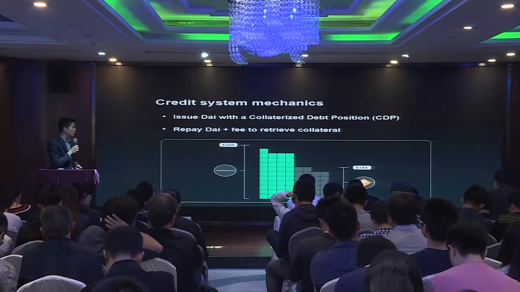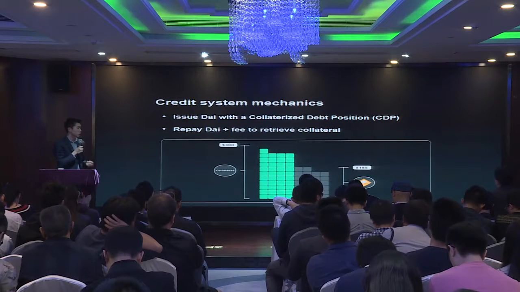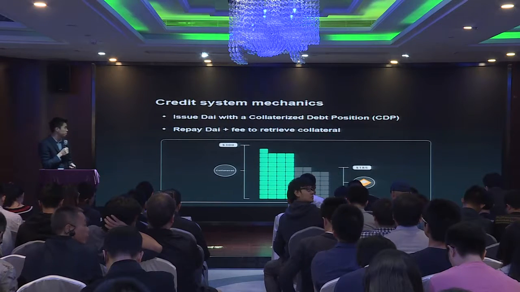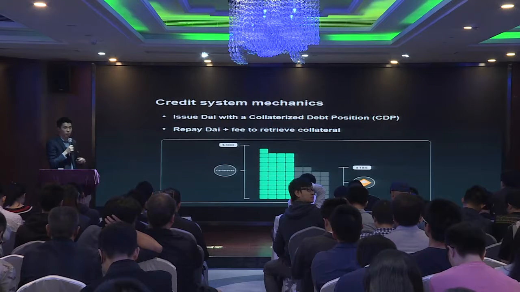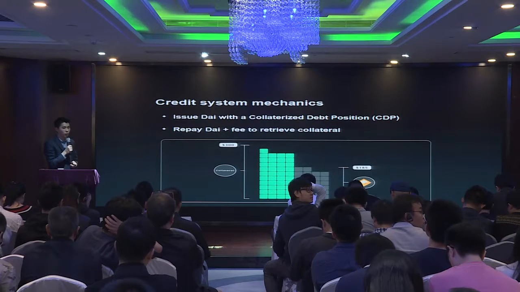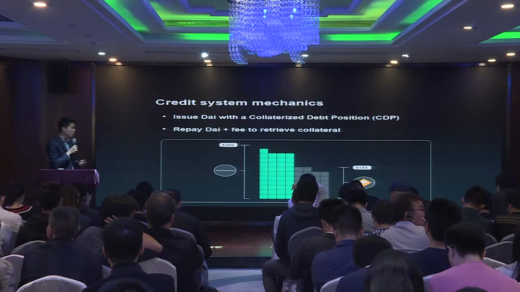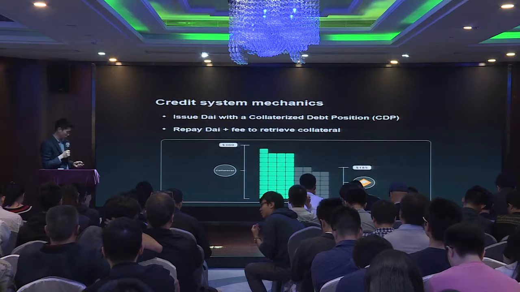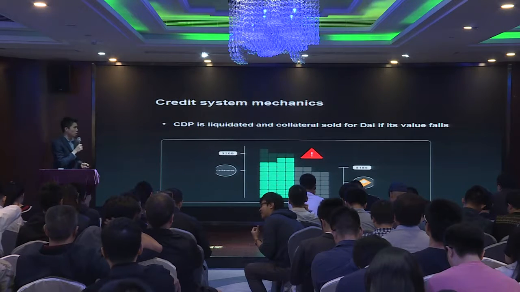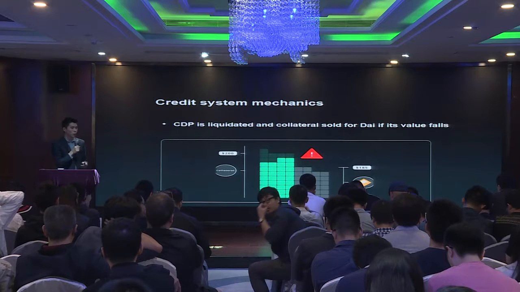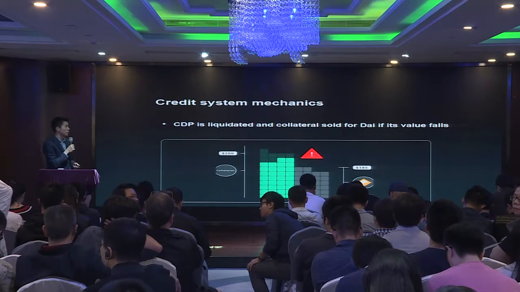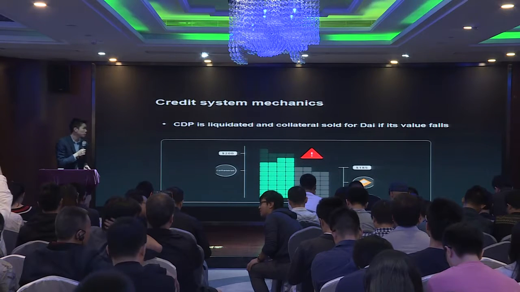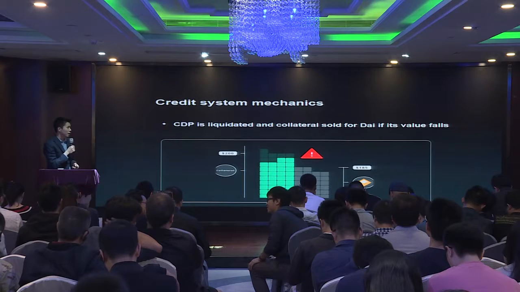And as we can see, the value of the collateral is greater than the value of the DAI, because we have to make sure the DAI is fully backed. It's fine if the value of the collateral goes up, because now the DAI will be better backed. But if the value of the collateral drops, the system has to deal with it. So if the value of the collateral drops below the liquidation ratio, the CDP will be liquidated, and the collateral will be sold to buy back the DAI, to make sure that the DAI is solvent.